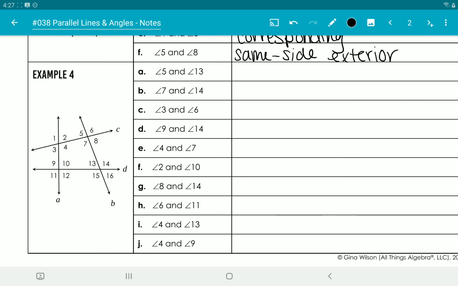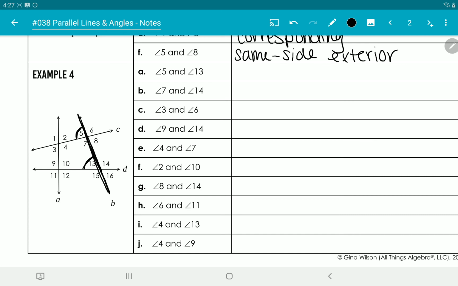Okay? So this is where it gets a little messy. The main thing is just to focus on which lines are going to be the two that are being intersected, and which line is the transversal. So on these ones, I'm going to mark both the angles and the transversal. So angle 5 is right here, and angle 13. You can see that this is going to be the transversal. Okay, so this angle B.